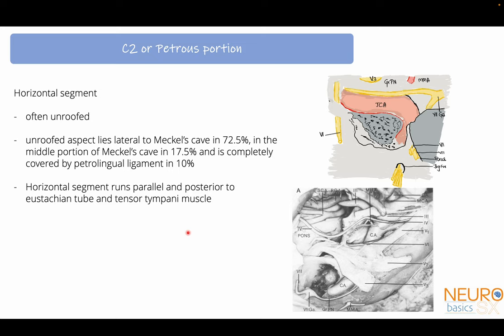The C2 petrous segment also has a horizontal segment, which is most often unroofed. This unroofed part usually lies lateral to, or completely outside, Meckel's cave in almost 72%. In 17%, it can lie just under the middle portion of Meckel's cave. And very rarely is it completely covered by the petrolingual ligament. This horizontal segment runs behind the eustachian tube and the tensor tympani muscle.